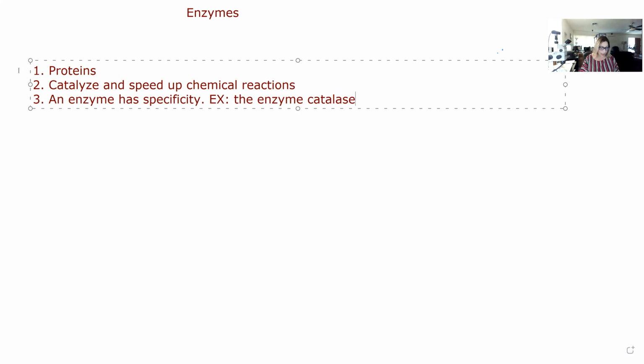So the enzyme catalase breaks down hydrogen peroxide, H2O2. So that hydrogen peroxide molecule, H2O2, fits into catalase, but it would not fit into other types of enzymes like amylase or lactase. So for example, lactase only breaks down lactose.